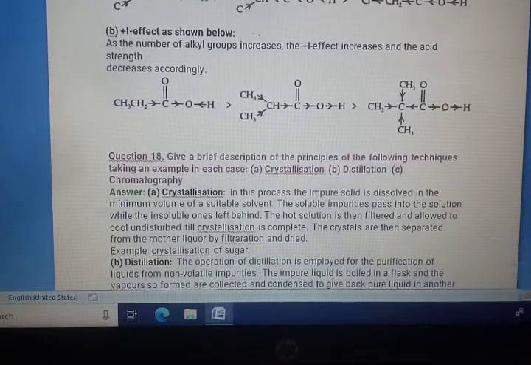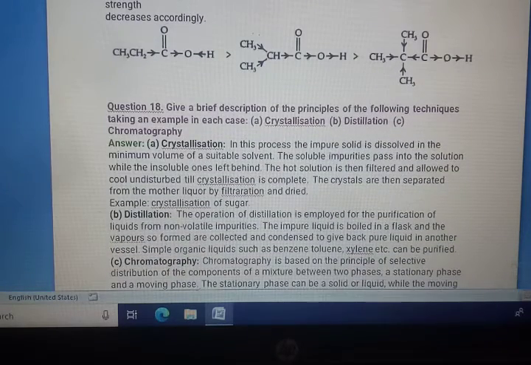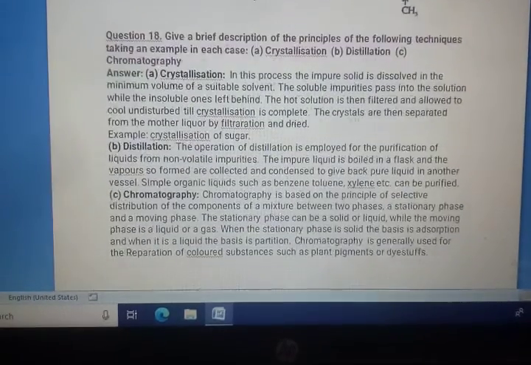Give a brief description about the principles of the following techniques, taking an example in each case: crystallization, distillation, and chromatography. Crystallization is the process in which the impure solid is dissolved in the minimum volume of a suitable solvent. The soluble impurities pass into the solution while the insoluble ones are left behind. The hot solution is then filtered and allowed to cool undisturbed till crystallization is complete. The crystals are then separated from the mother liquor by filtration and then dried. So these are the examples of crystallization. You can say sugar crystallization.